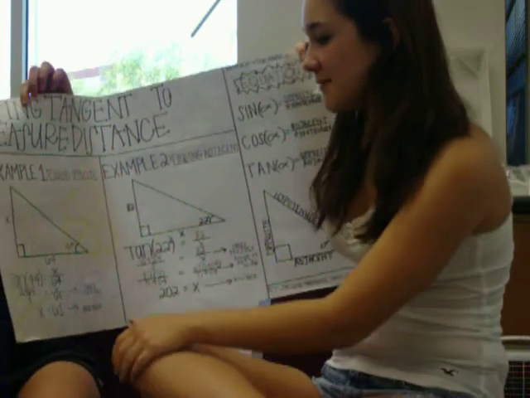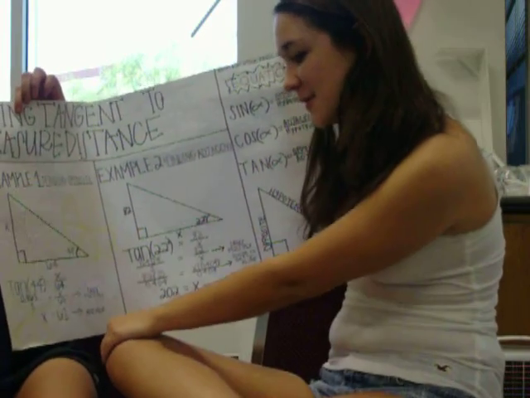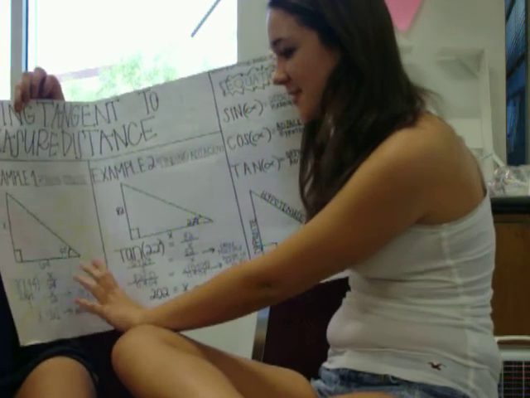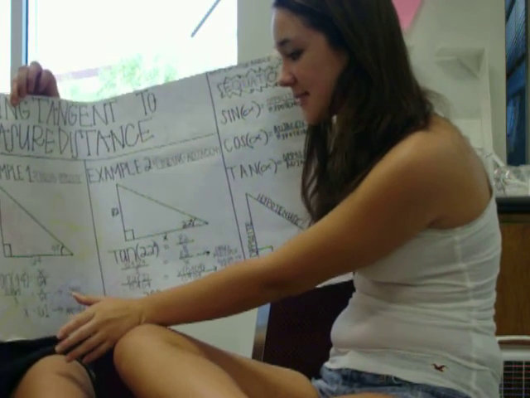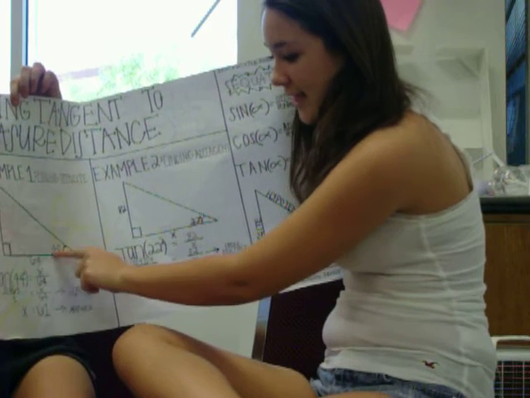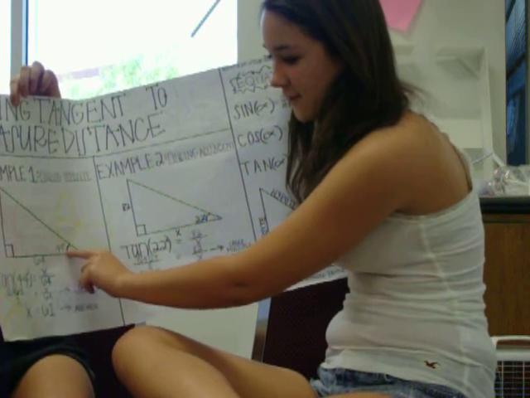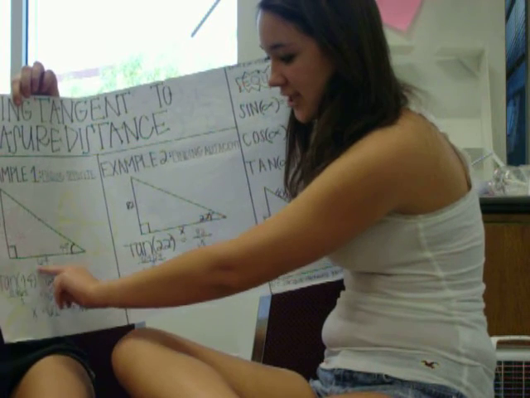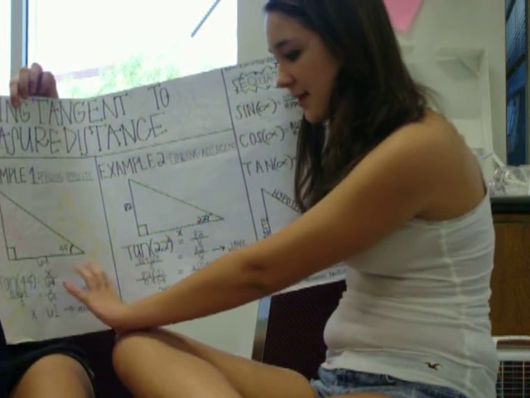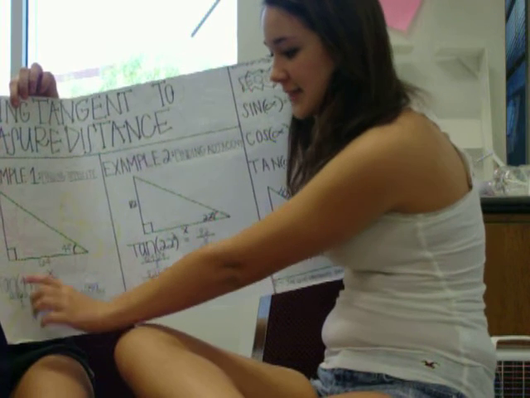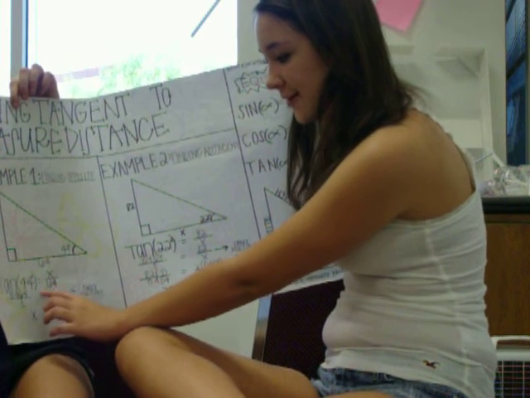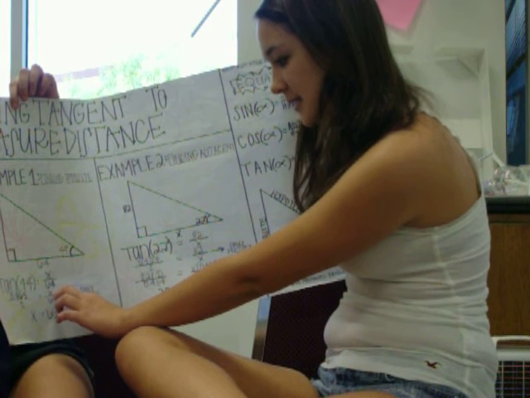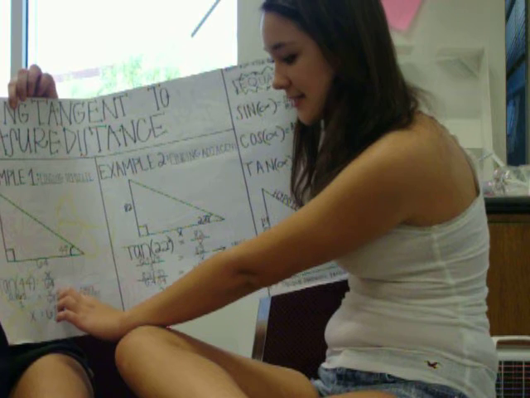Now, finding opposite with tangent. So, first we have to recognize which one is opposite on the triangle. And the angle is right here, which is 44, and the opposite is over here. And we have the adjacent, and so we put that all together, and we have tangent of 44 equals x, which is opposite, and 64, which is the adjacent.